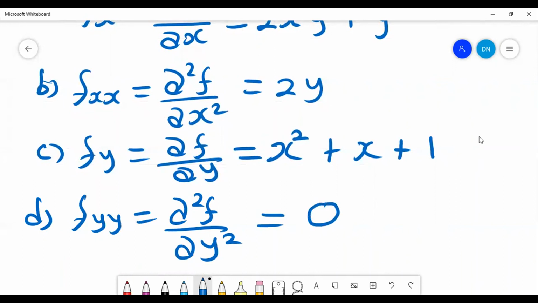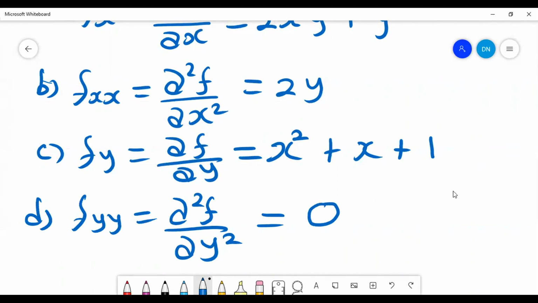Why? Because in this expression, x squared plus x plus 1, there's no y. So x is being treated as a constant. X squared is a constant, so that's 0. X is a constant, that's 0. And 1 is a constant, that is 0, because we are differentiating with respect to y.